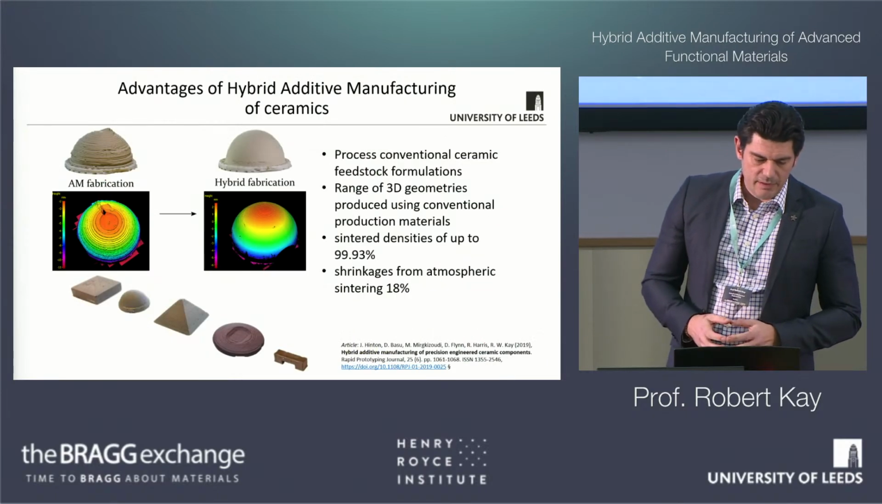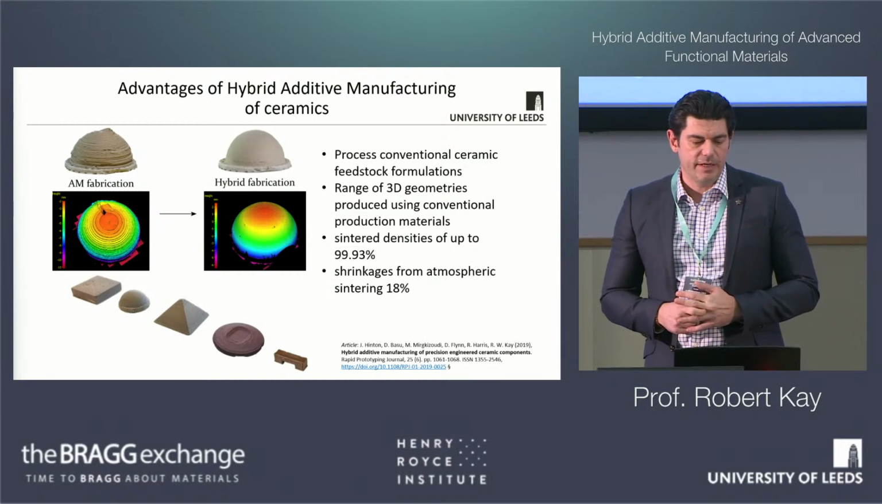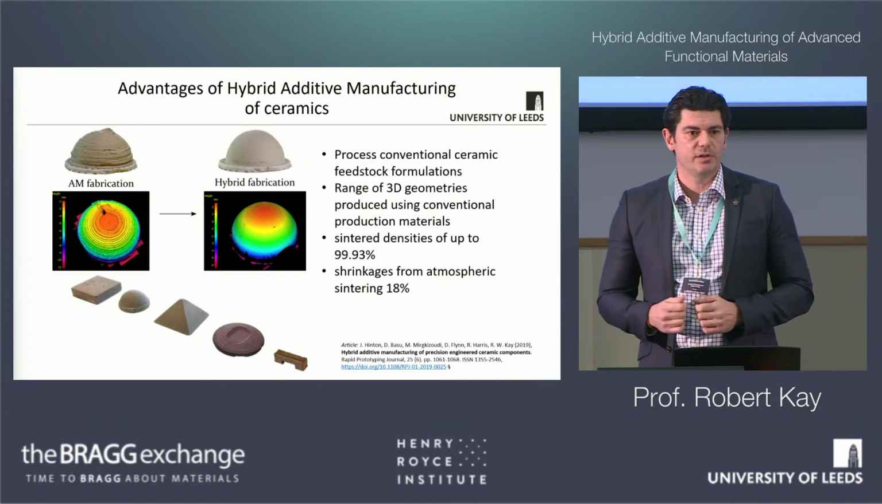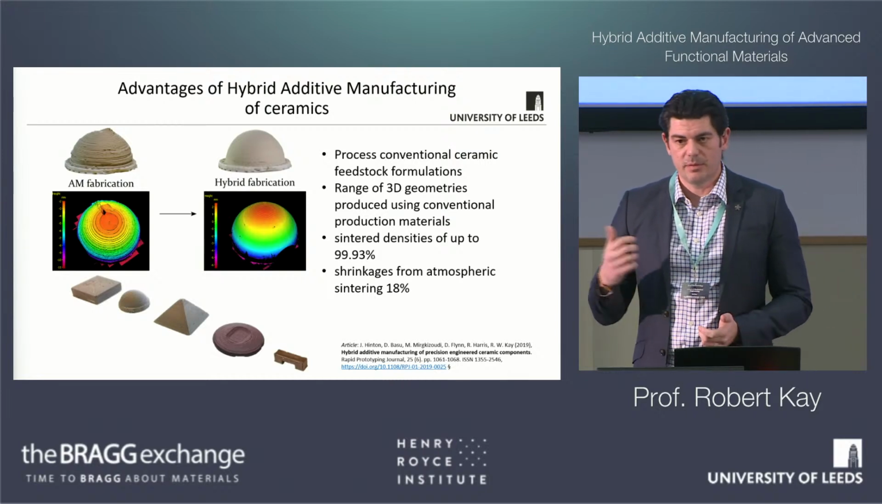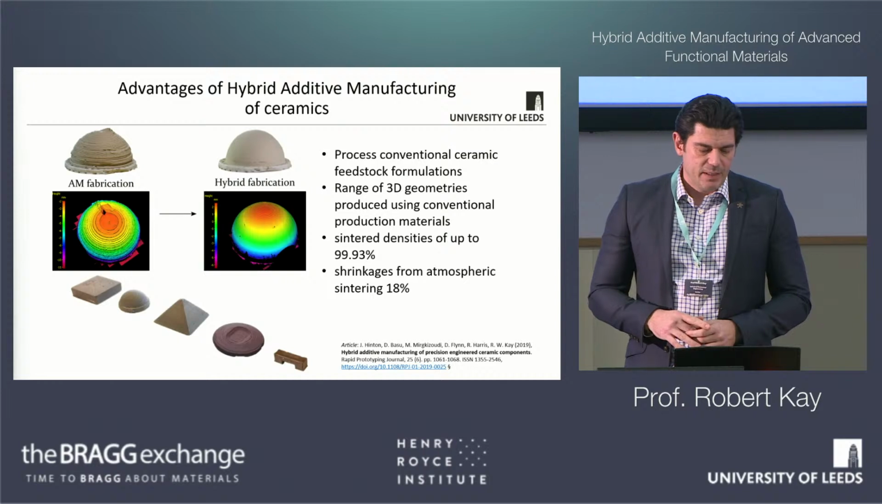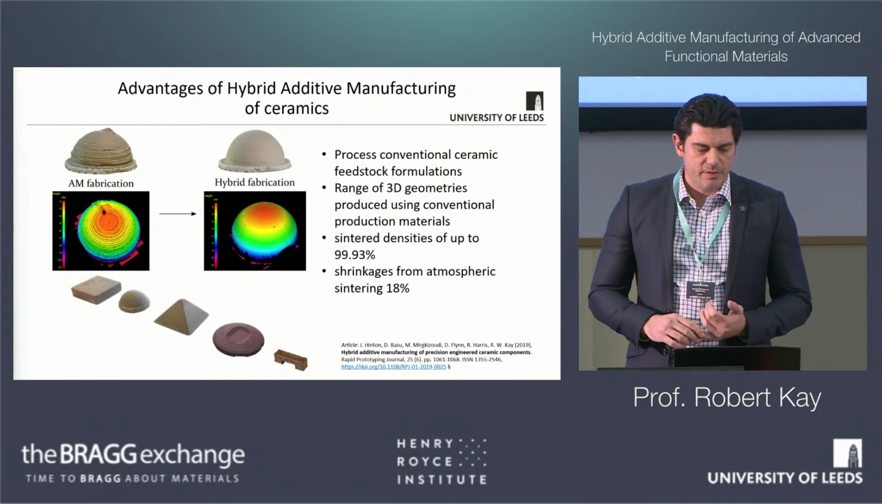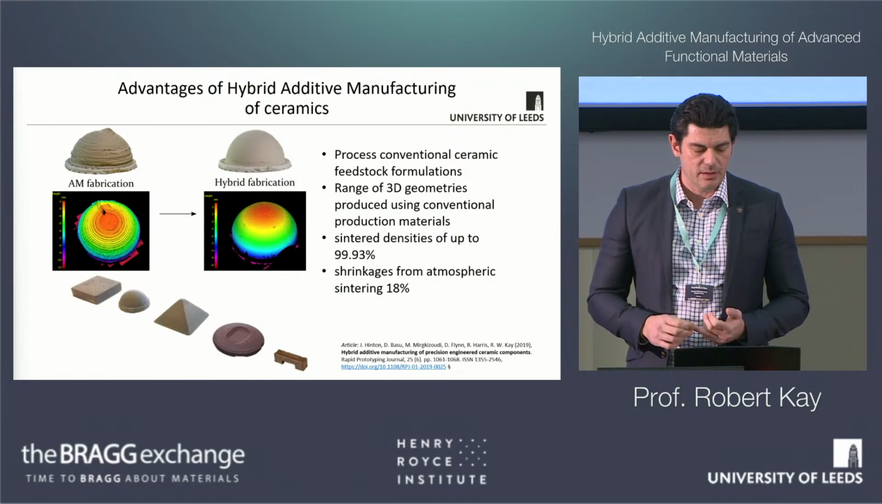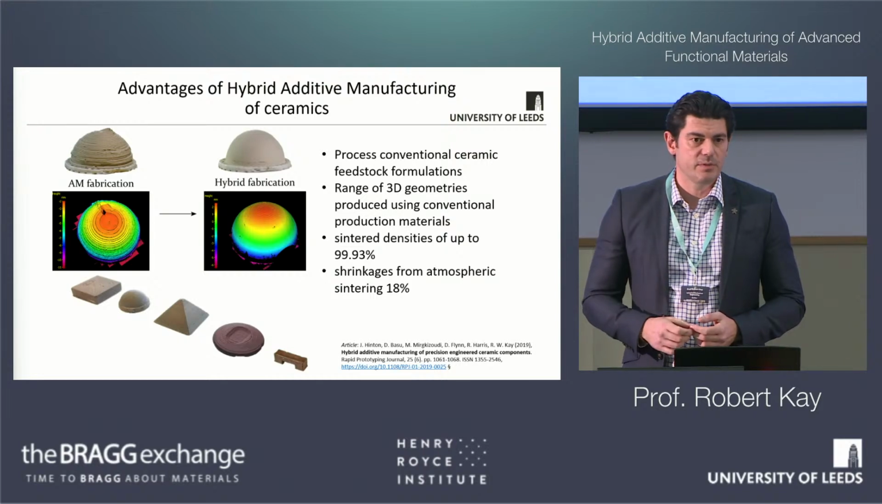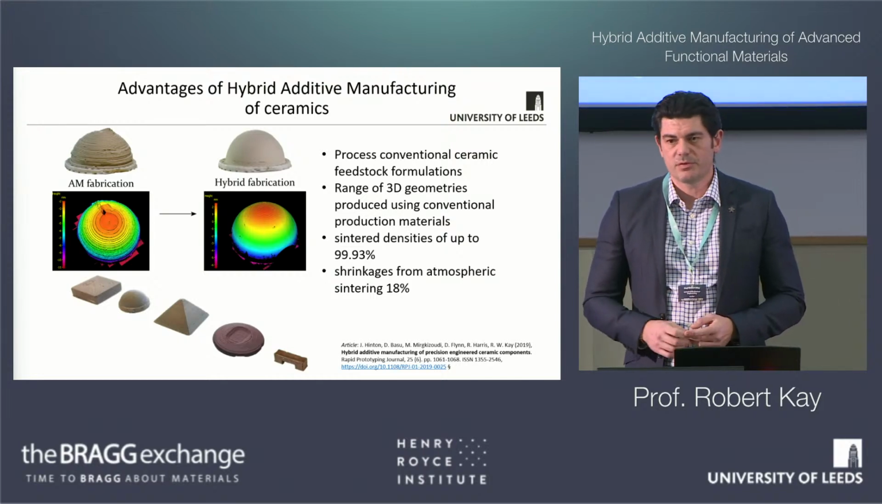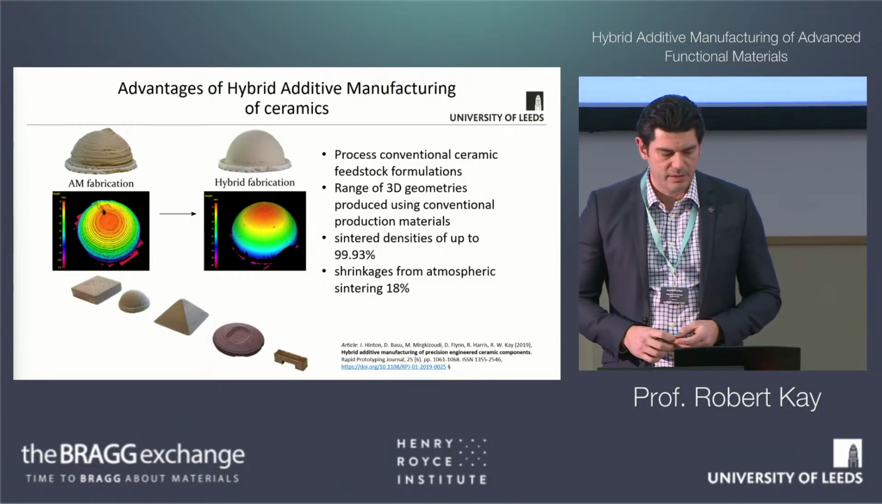So the advantage of a hybrid additive manufacturing process for ceramics, I think, is that you can use these conventional materials that industry are already using. So in theory, you could put one of these into a production line and not change the front end processing or the back end firing. You can produce a range of different 3D geometries using these materials, and to date, we've tested Morgan Advanced Materials commercial material, and we got the same density, 99.93%, as their production materials, and we got the same shrinkage rates as what they'd get in production, which is about 18%.